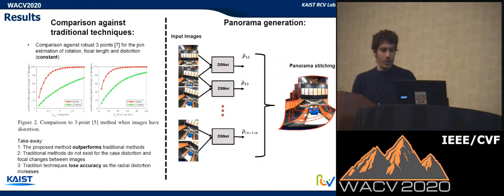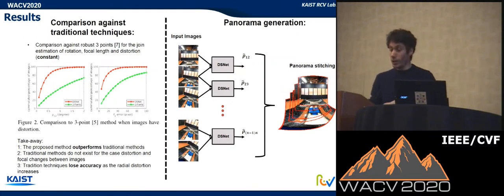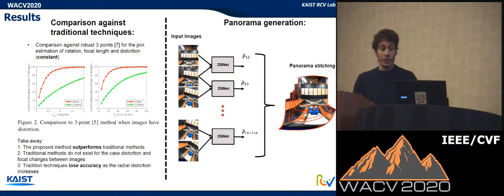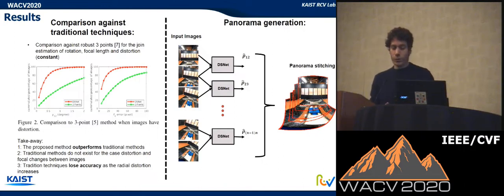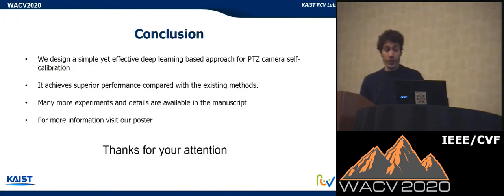So we also show a large number of experiments against traditional and deep learning techniques, which show the effectiveness of our method, and also demonstrate our technique with qualitative results, like panorama generation, for instance. And you will see more results if you visit our poster. This is one of the quite rare techniques for camera self-calibration using deep learning, at least one of the first. So if you're curious about that, you can visit our poster. It's going to be poster number 8, and I will be pleased to answer your questions. Thank you very much.